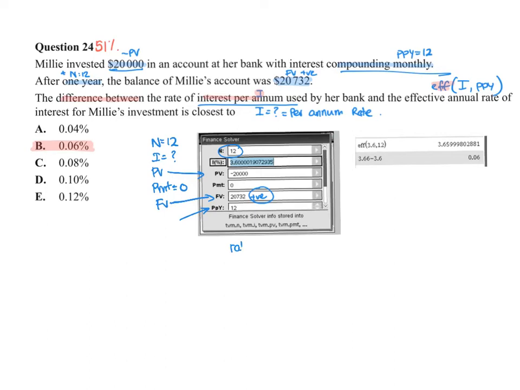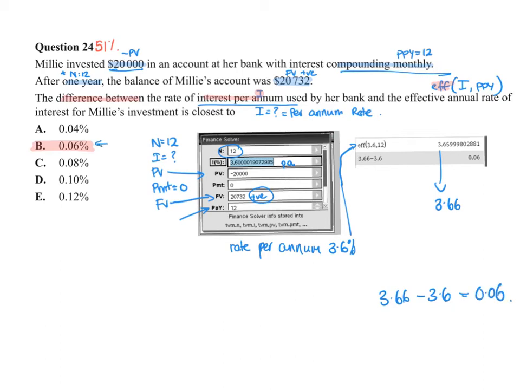So the rate per annum is actually, I'm just going to round, 3.6%. So this is the per annum rate. So I've popped that now into the effective formula where we just type EFF. And if I round that to 2 decimal places, I get 3.66 is the effective interest. So the difference between 3.66 and 3.6 is 0.06. So there's how we got that percentage.